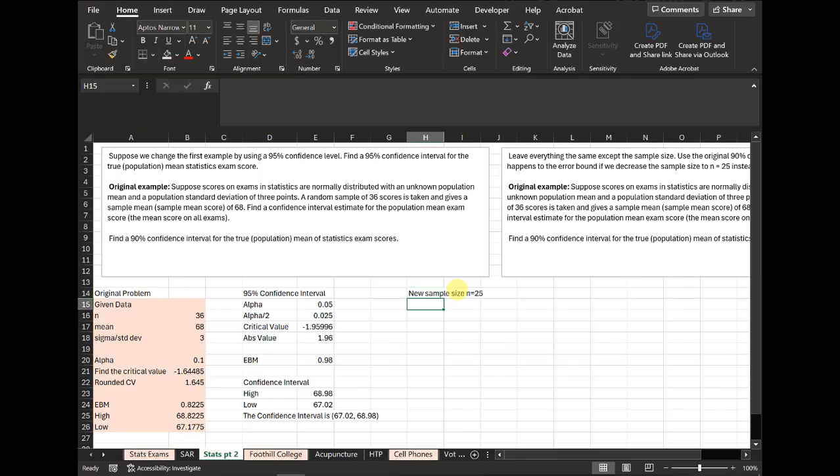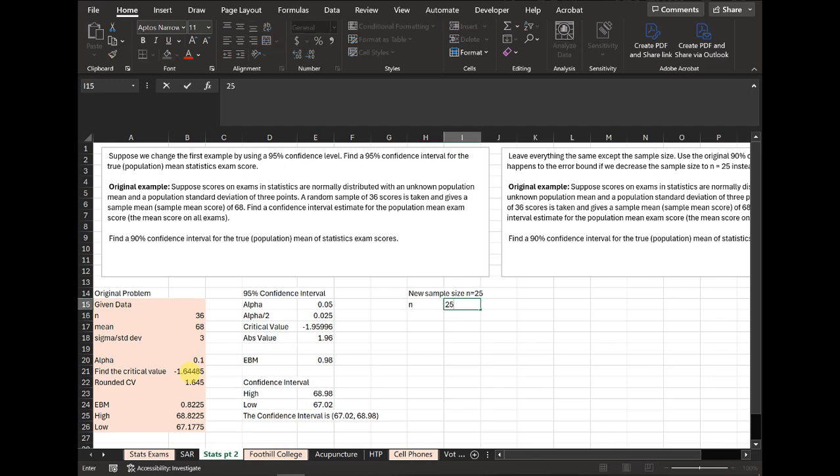Looking at this, my critical value in this case does not change, so I can recycle this critical value. But I am going to have a new error bound because I'm using a new sample size. So what I'm going to do is write n.